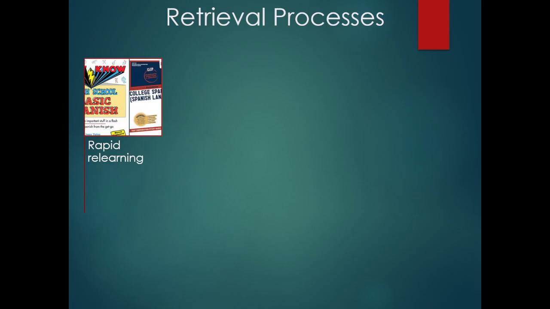All right. So when we want to know whether you have something stored in your memory, there are different ways that we can evoke that kind of evidence that you have it stored in your memory. This first one is rapid relearning. On the left hand side of that panel, it says high school basic Spanish, and on the right hand side of that, it says college Spanish.